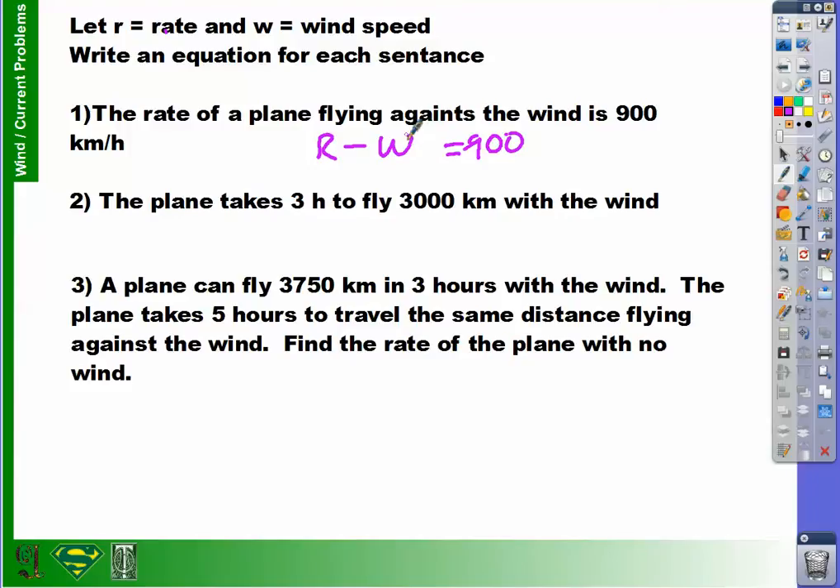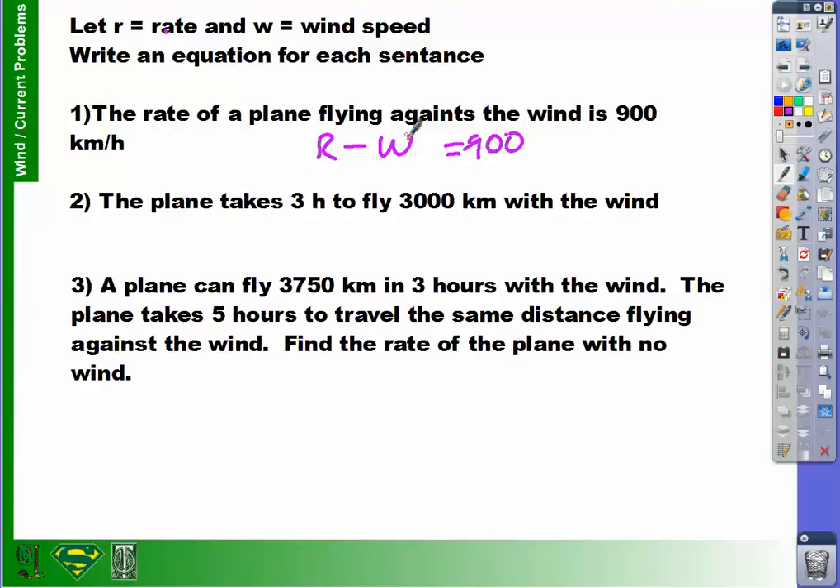In other words, your actual speed is going to be equal to how fast you can go under perfect conditions minus how fast the wind is blowing. Now obviously, when you're going with the wind, you're going to be adding the wind speed instead of subtracting it.